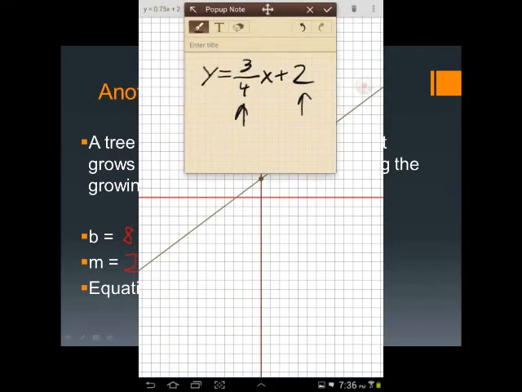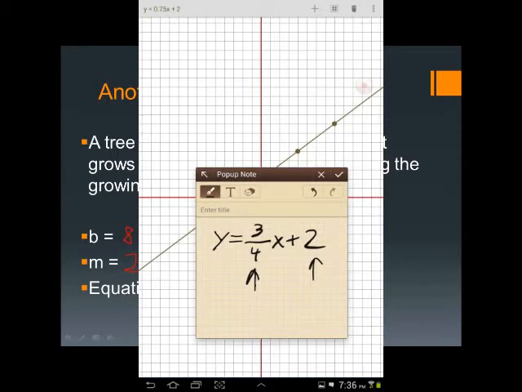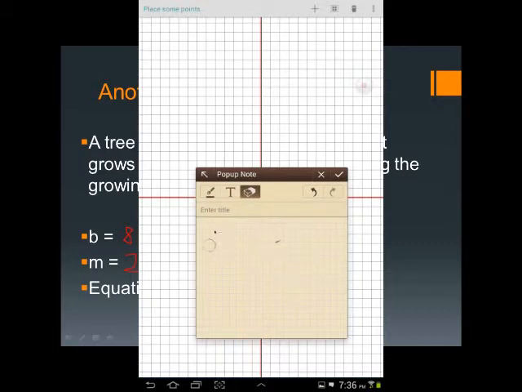Now, compare the equation we started with to the equation this program told us, 0.75x. 0.75 is the decimal equivalent of 3/4, so that's correct. Plus 2, same as what we started with. So that's good. It worked nicely. So erase that point and erase this. Let's do one more quick example.